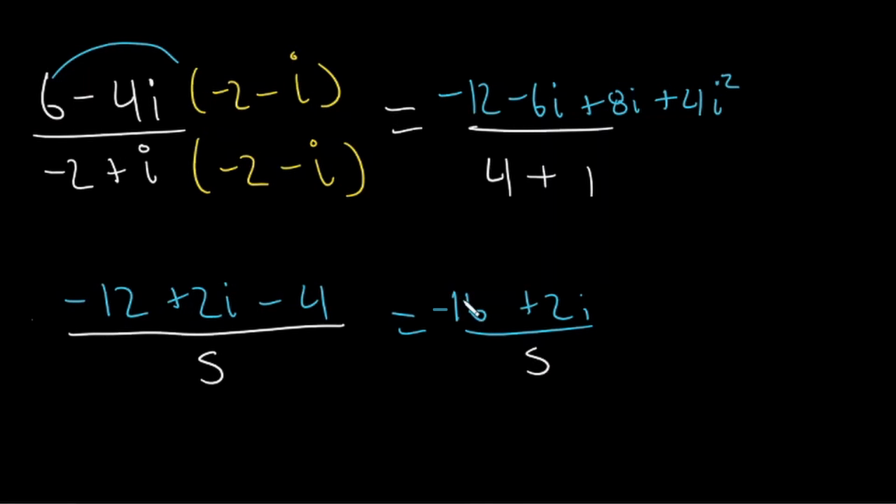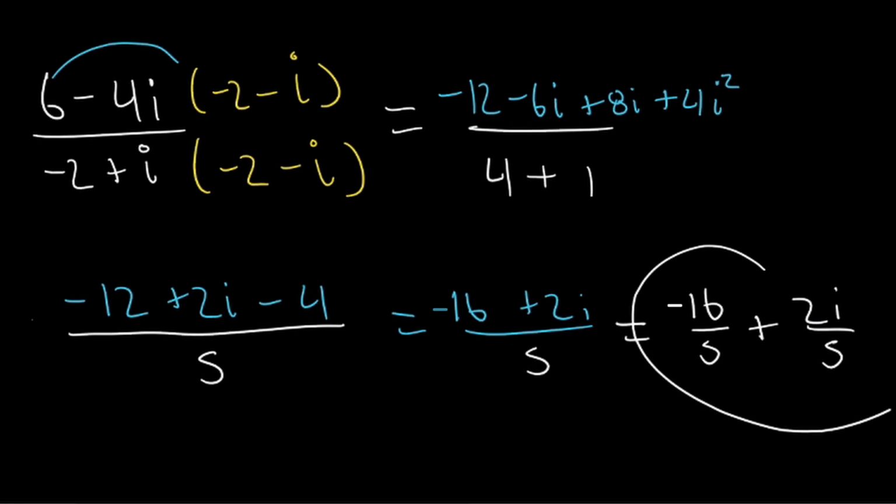So let's divide each of these terms by 5 to get our standard form. So 16 divided by 5 is just going to be 16 over 5. 2i over 5 is going to be 2/5 i. So that's going to be 2i over 5. 16 over 5 plus 2i over 5. So hopefully now you have a better understanding of operations with complex numbers.